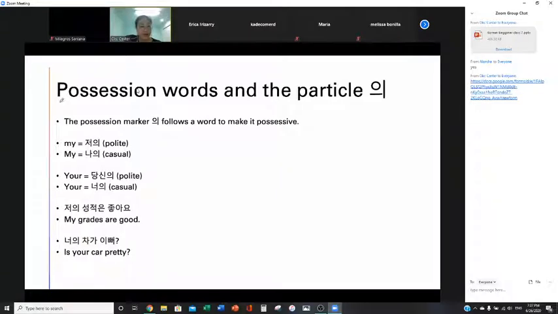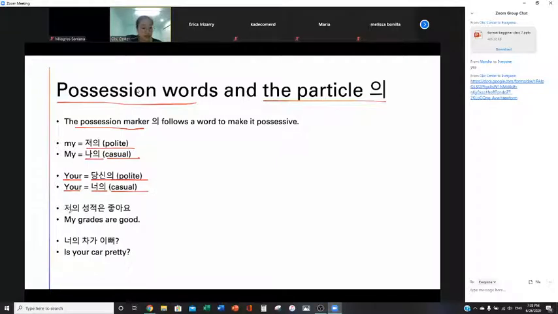Okay, so we will learn about the possession words and the particle 의. Whenever you have to use the possession marker, you will use 의 following the word to make it possessive. So whenever something belongs to you for sure, then you will use this marker. So right here, my: 저의 is polite, 나의 is casual. Your is 당신의 to be polite, 너의 to be more casual.